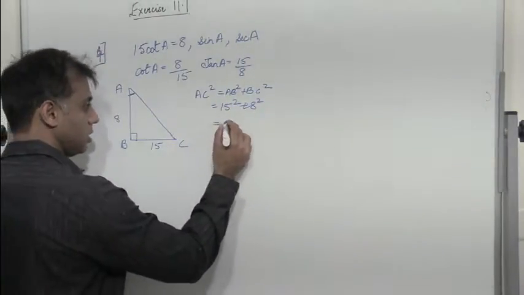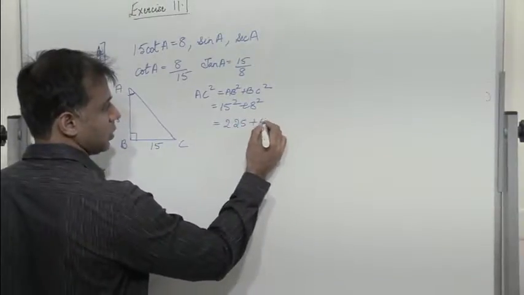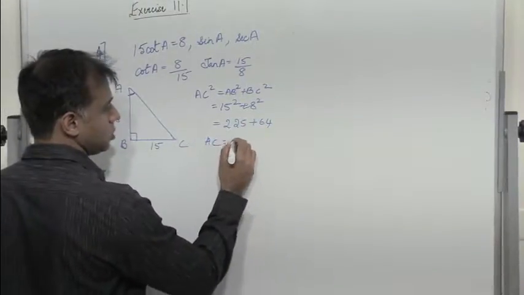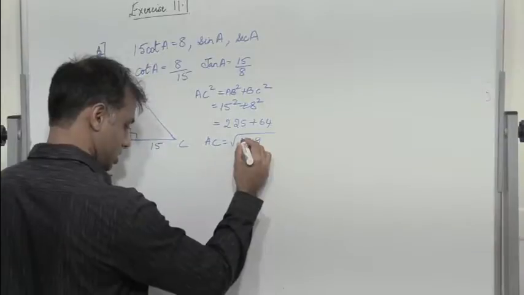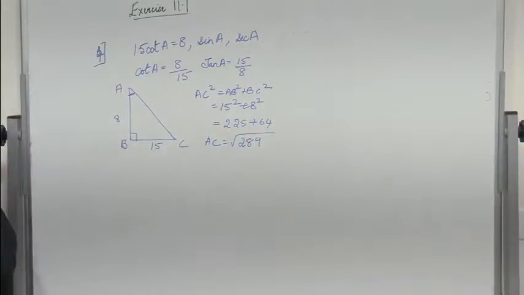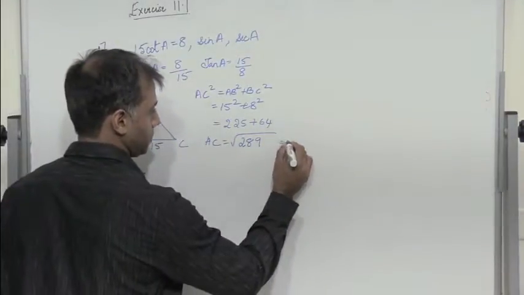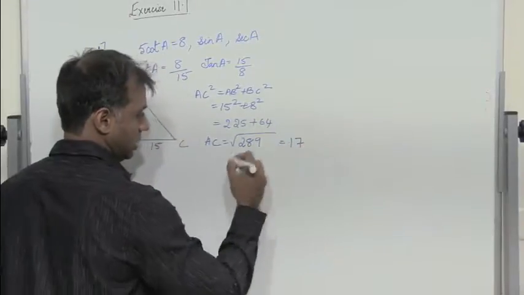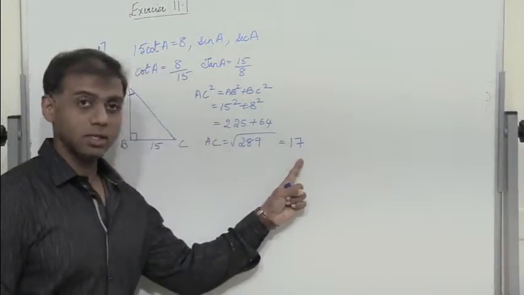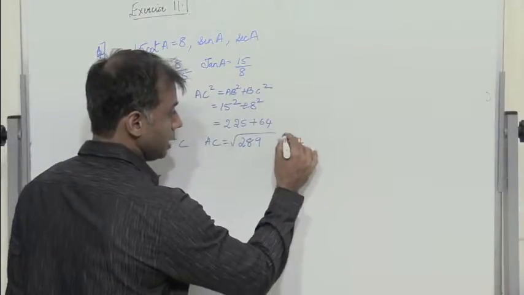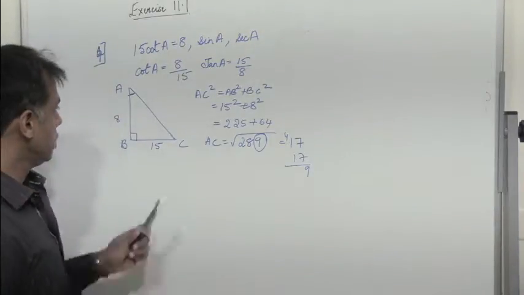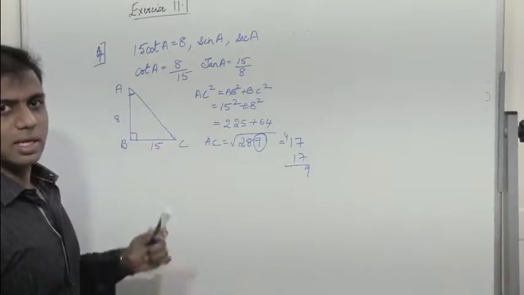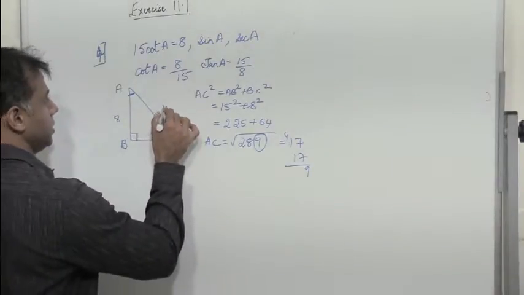Right? So what is 15 square? 225 plus 8 square is 64. So AC is root of this. Okay? So how much is that? 289. So we know the root of 289 is 17. So we know that 7 into 7 is 49, isn't it? Okay, so I have a 9 here. So we can guess that it is 17, right? So it has to be a number slightly closer to 15, so I have 17 here.